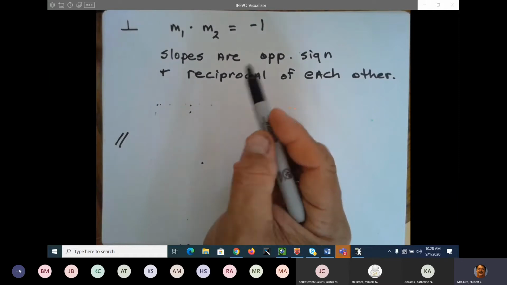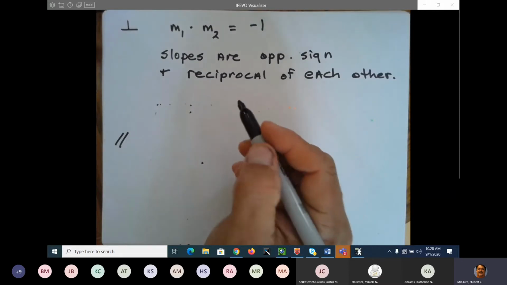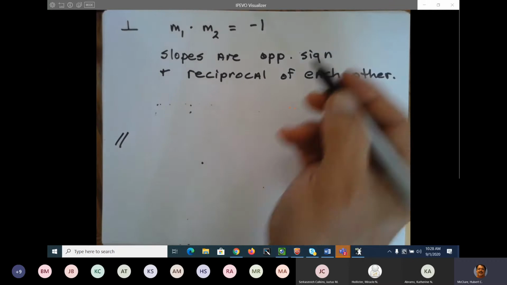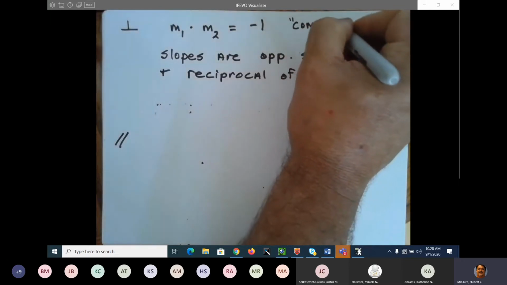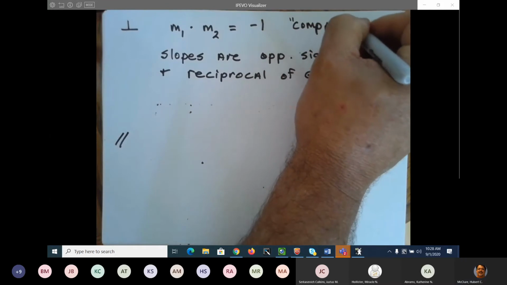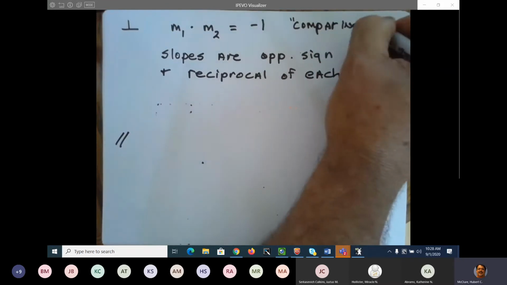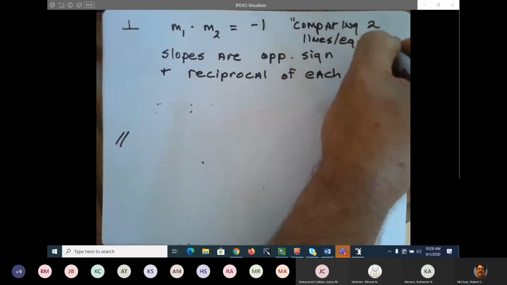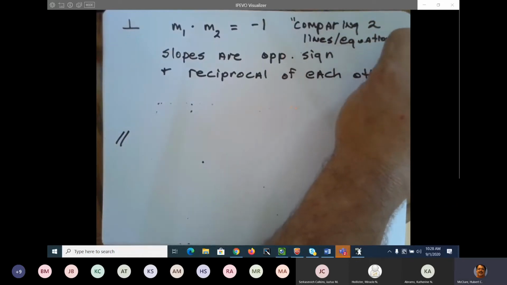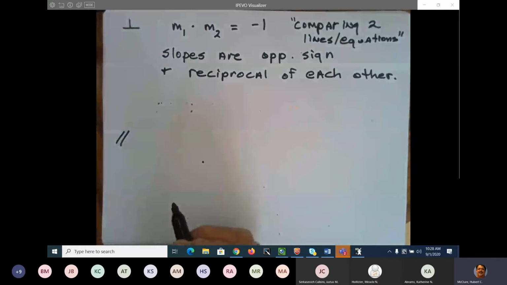And you're comparing 2 lines. You're comparing 2 equations. So when you're doing this, you usually are comparing 2 lines or equations. If you're doing a test and they say, find out if this is parallel or perpendicular, you usually got 2 lines that you're comparing.